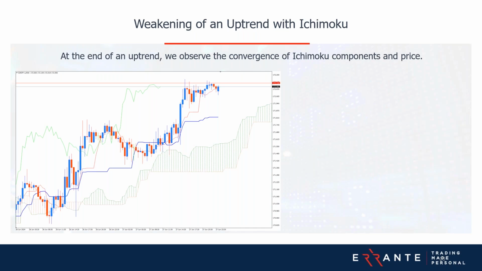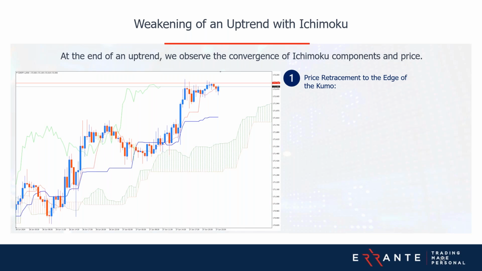Now that we've discussed the indicators of this strong uptrend, it's equally important to understand how to recognize when an uptrend is losing momentum and potentially coming to an end. This awareness allows us to protect our gains and prepare for possible trend reversals. Let's delve into the signs of a weakening uptrend using the Ichimoku indicator.